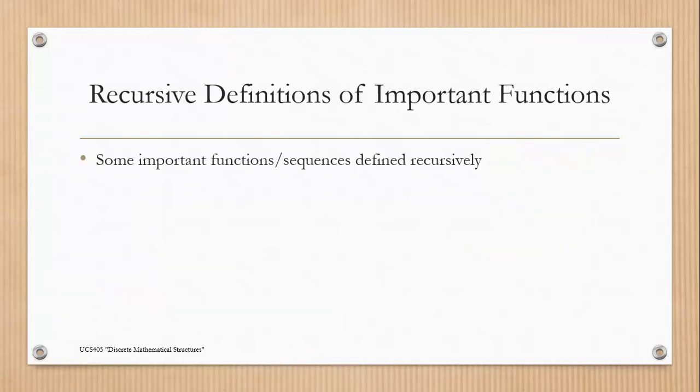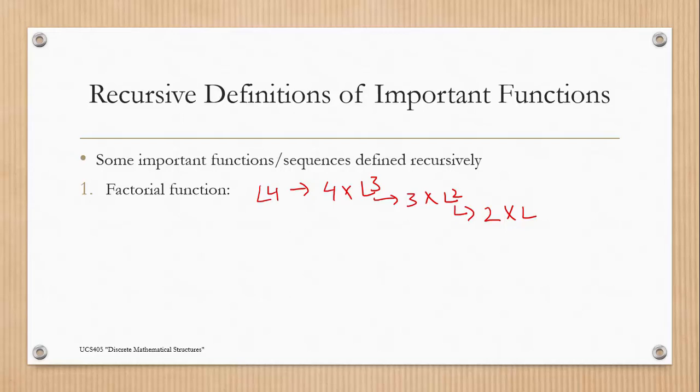Now some important functions can be defined recursively. For example, first is the factorial function. If we want to calculate factorial 4, then that is equal to 4 into factorial 3. So we have to calculate factorial 3 now, which will be equal to 3 into factorial 2. Similarly, factorial 2 will be equal to 2 into factorial 1. Now we have to stop. So our base case will be factorial 1 is equal to 1 and we will calculate the later values.